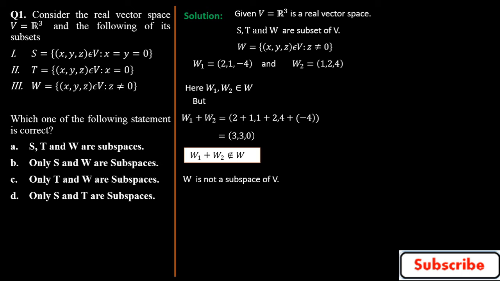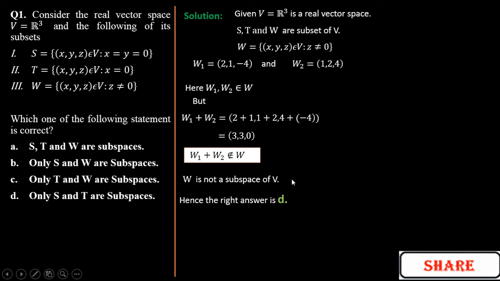In addition we know the closure property: if W1 and W2 belong to W, then W1 plus W2 should also belong to W. So this does not hold. Whenever we require to show that something is not following, we should give one example. If it is following, like S and T, it should be the general case, that we should keep in mind. So our answer is what? Our answer is D, because S and T are the subspaces. Even though we don't know about S and T here, we have proved W is not a subspace. So all three options A, B, C will be nullified, and only one option remains, that is D.